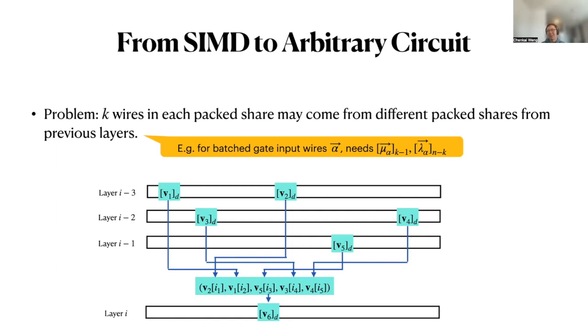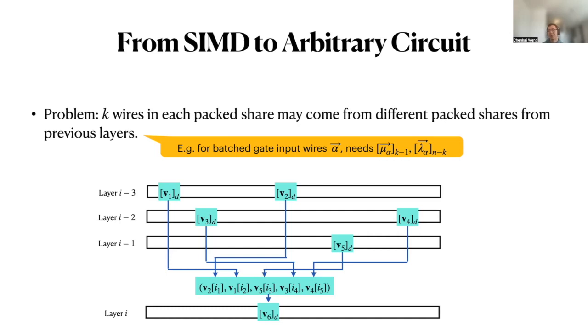As you can see from this figure, during the computation of the multiplication gates in layer i, we'll need the packet shares of this v6, where the values in vector v6 come from the values of the previous layers, but these values are packed in different shares. We need a mechanism to make sure that these values from the previous layers are correctly extracted and arranged to be the same share, the new share v6.